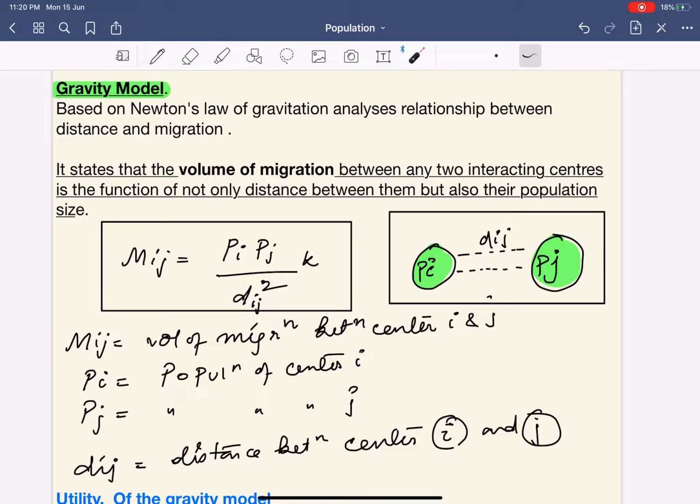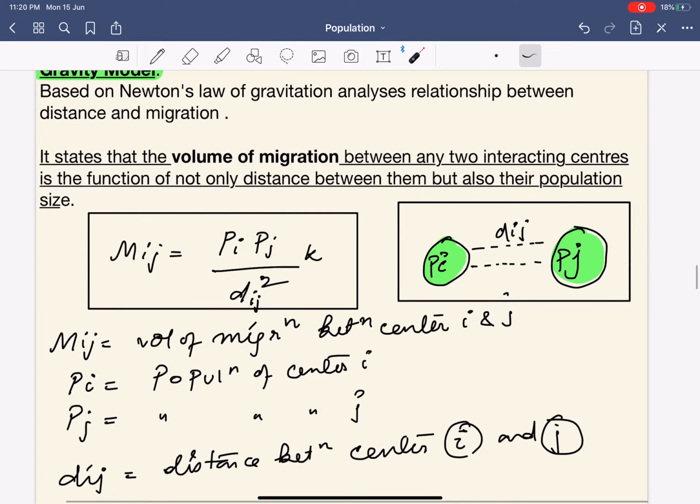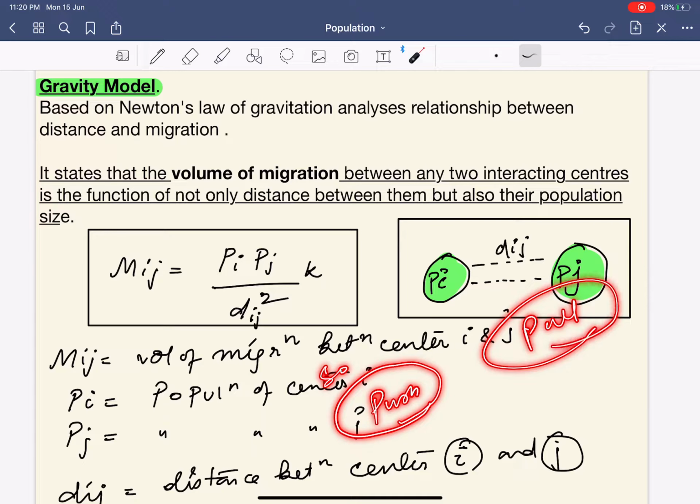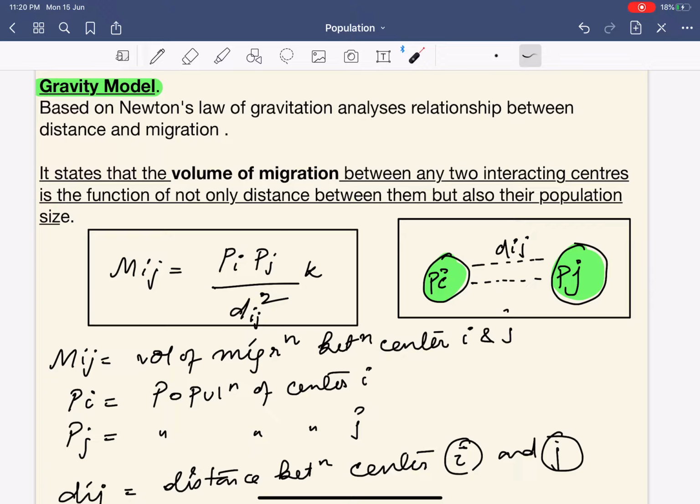Now, this particular theory on the gravity model is basically seeing the law of attraction to analyze migration. In migration studies, we have read that it is the push factor that operates at the source, and the pull factor that operates at the destination. Hence, there is an attraction that exists, and it is nothing but the study of that attraction. Now let's study the gravity model.